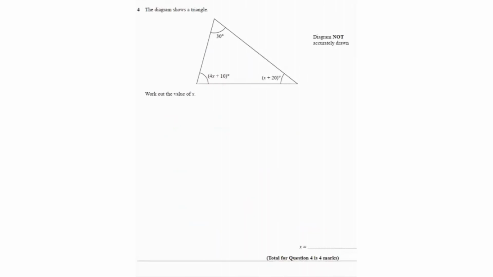Now for this one, they've given us a triangle and they want us to work out the value of X. This one very rarely comes, but it's also very simple compared to the other ones. We know that the sum of angles for a triangle is 180, which means we will put all of these being added and equal to 180. So 30 plus 4x plus 10 plus x plus 20 equals 180.